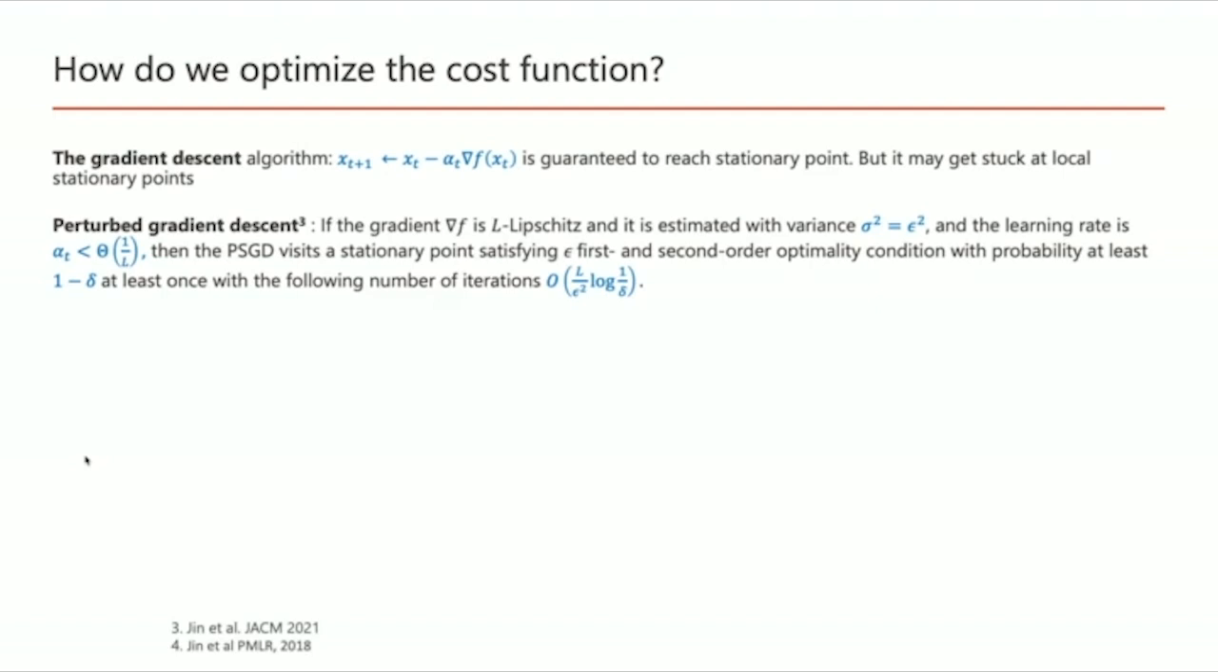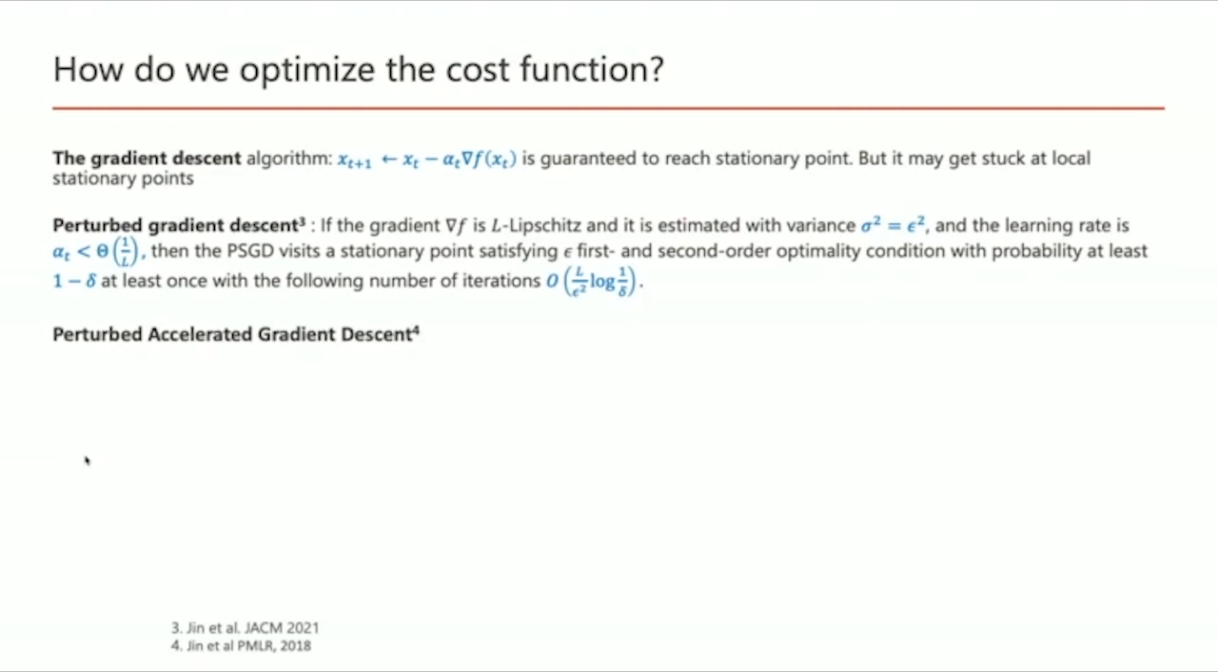So your gradient is going to be close to epsilon, and your Hessian is going to be bigger than negative square root of epsilon, right? And so the complexity scales like 1 over epsilon squared in terms of the tolerance parameter.